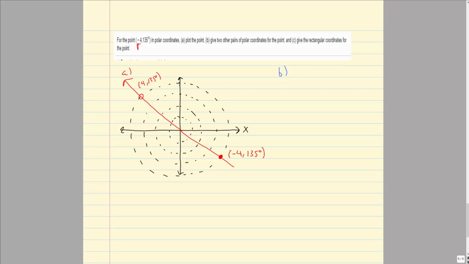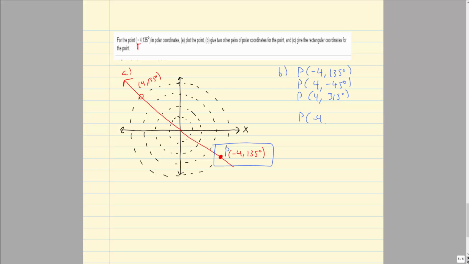Now part B, they would like us to find some other points as well that work with this. I'm going to go ahead and call this point P. So again, -4, 135. I'm trying to find other points to describe this. Well, one of the easiest ones I can see is 4, -45, because that puts me right to this point right away. Another one I can see is if we come clear around, this would be 315 degrees.